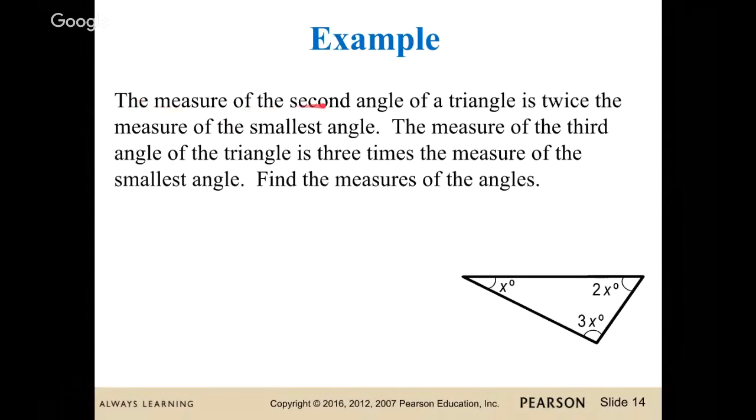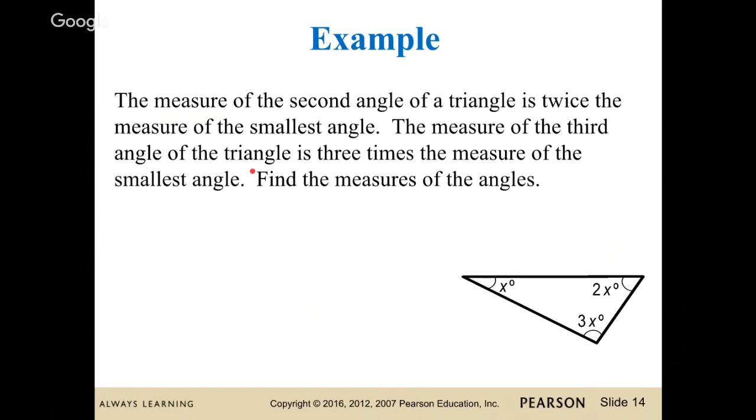All right, the measure of the second angle of a triangle is twice the measure of its smallest angle. The measure of the third angle of the triangle is 3 times the measure of the smallest angle. Find the measure of all of the angles. All right, this kind of word problem you would want a picture for, and they give that to you. All right, where x is one angle, 2x, and then 3x.